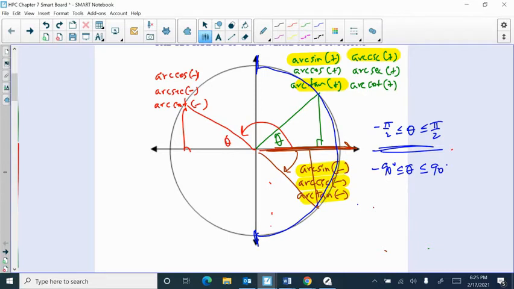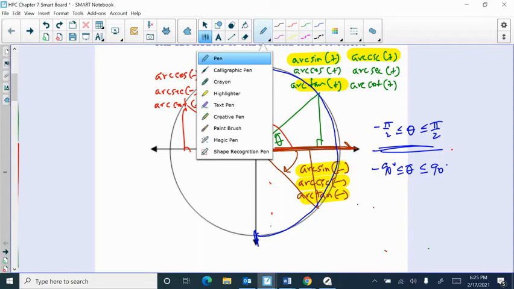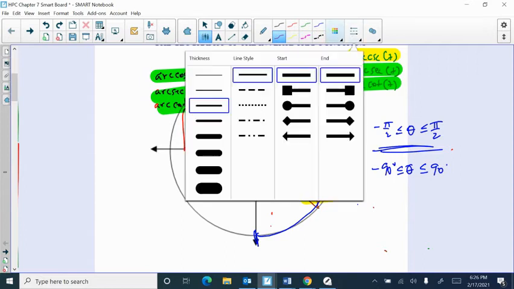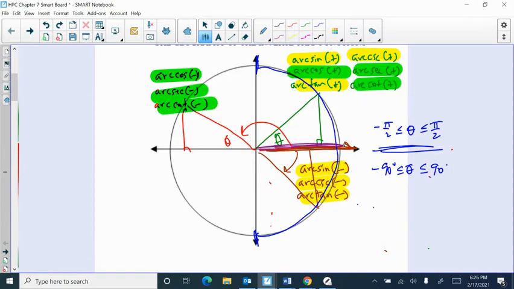Now, to get the other functions, the ones that are in quadrant 2 as well as quadrant 1, like arc cosine, arc secant, and then arc cotangent, we again want to have a continuous range of angles, and the continuous range is a little bit more natural to go from 0 to pi, or 0 to 180. So for those, we could say 0 is less than or equal to theta is less than or equal to pi, or 0 is less than or equal to theta is less than or equal to 180 degrees.